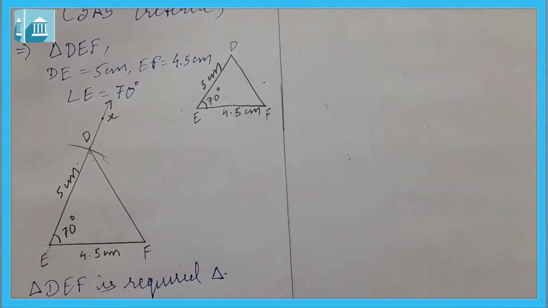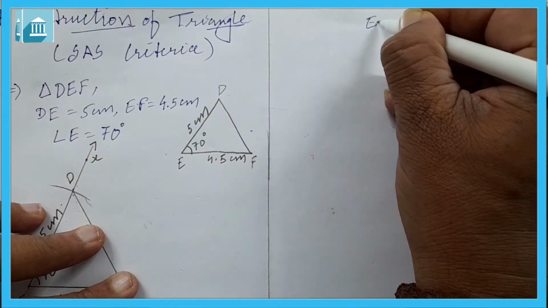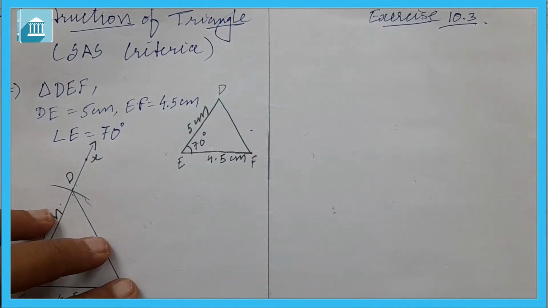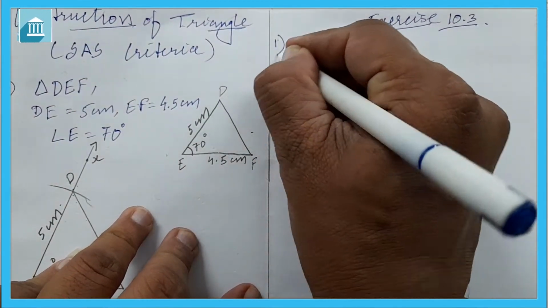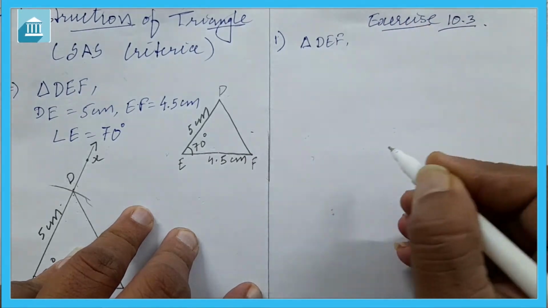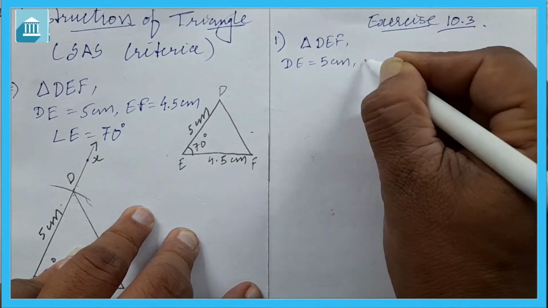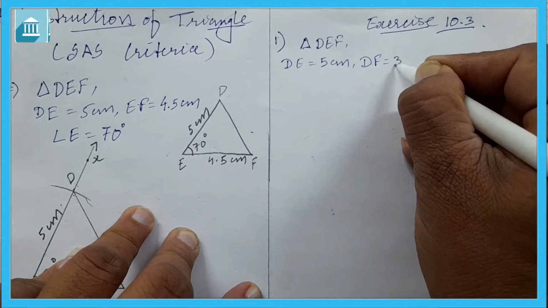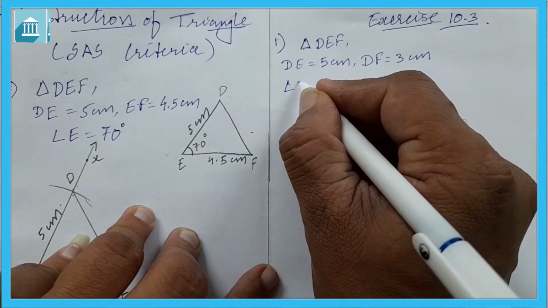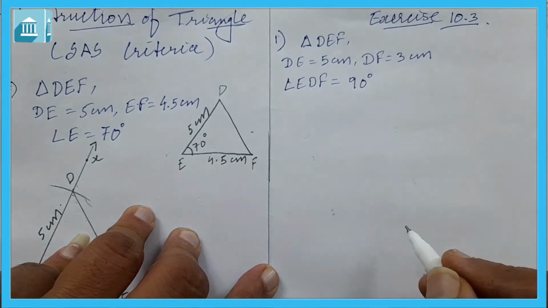Now let us come to exercise 10.3. In exercise 10.3, question number 1 is construct triangle DEF such that DE is equal to 5 centimeter, DF is equal to 3 centimeter, and angle EDF is equal to 90 degree. Here it is 90 degree.